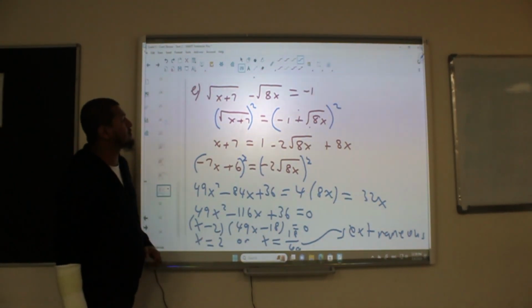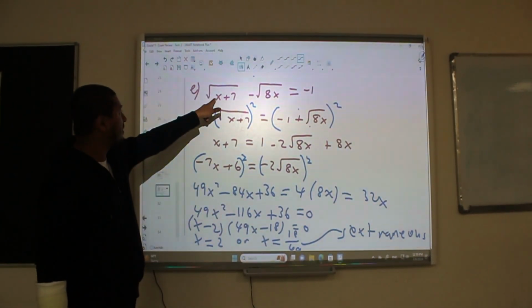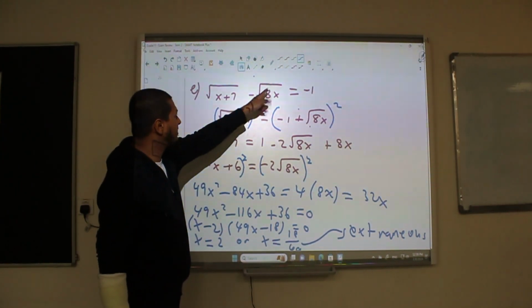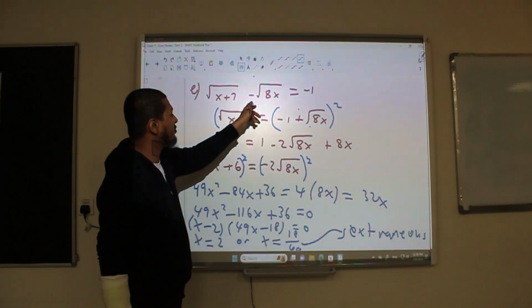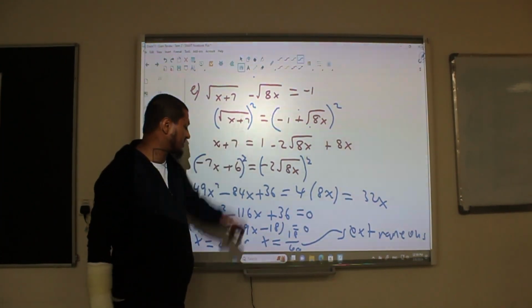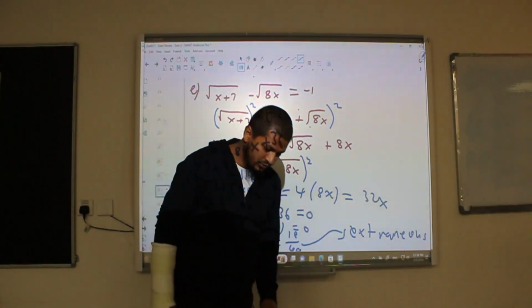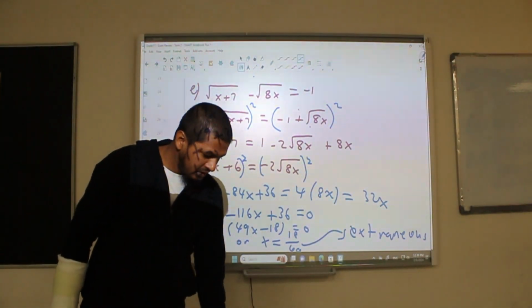But x equals 2 is a solution because we can double check it. 2 plus 7 is 9, square root of 9 is 3, 8 times 2 is 16, square root of 16 is 4, and 3 minus 4 is negative 1. X equals 2 works because it's a solution, but the other one does not work. I hope you understand, guys.